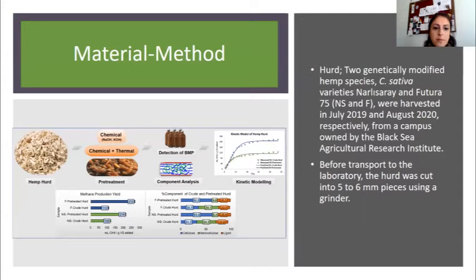And our methodology. In our methodology, first of all, we start with hurd, our raw material. We supplied our hurd from the Samsun Black Sea Agricultural Research Institute. And we use two varieties of hemp hurd. One of these is Narlı Saray and the other one is Futura, you can see here. Before the transport and before the experiments, the hurd was cut into 5 to 6 millimeter pieces, and we used a grinder for cutting them.